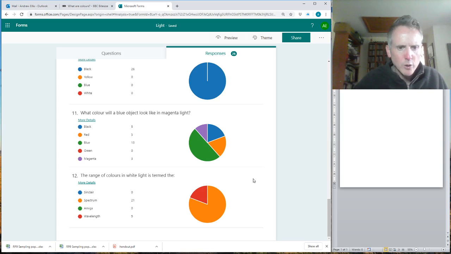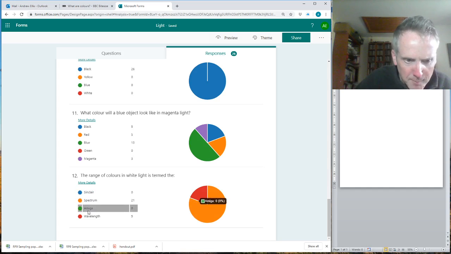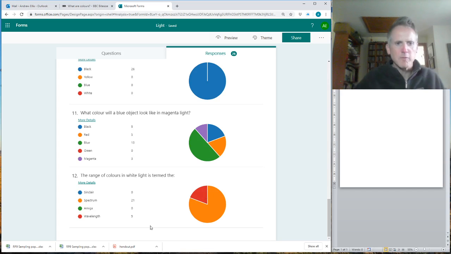And number 12, the range of colours in white light is termed the spectrum. The Sinclair Spectrum was my first computer, so that's a silly answer. Amiga was my third computer, when I was a child. So none of you have gone for the silly answers. 5 of you have gone for wavelength.